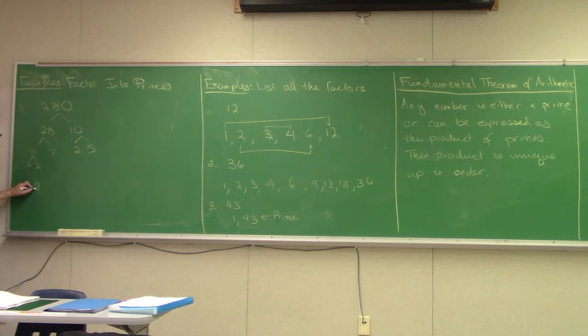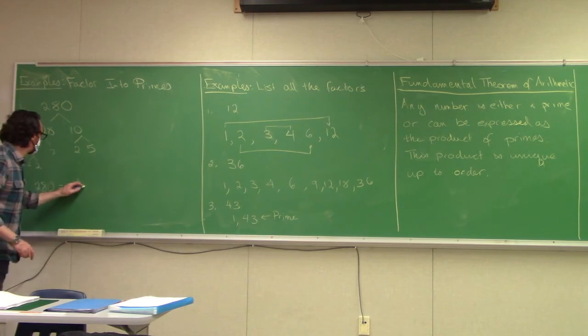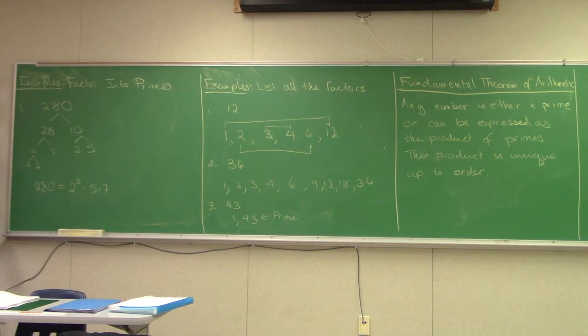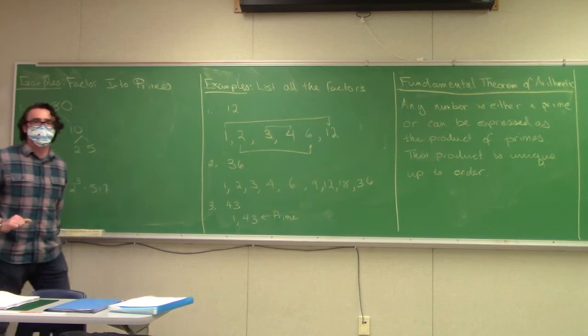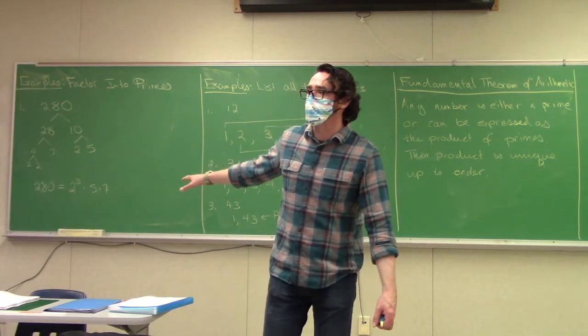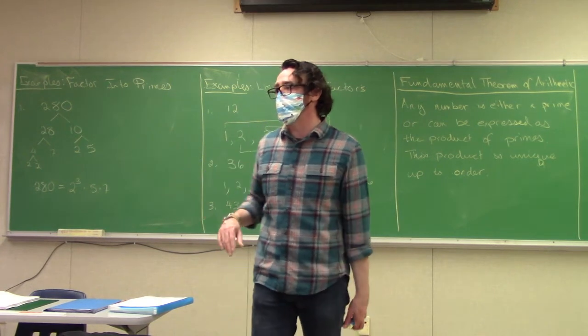Okay, so 280 is equal to, now here's what I'm doing with this, 2 cubed, remember your exponents? Right, I've got 1, 2, 3 factors of 2. 2 to the power 3, times 5, times 7. Okay, so that is the prime factorization of 280. And that's unique up to the order in which we write them down.